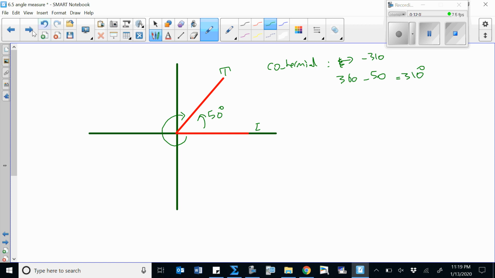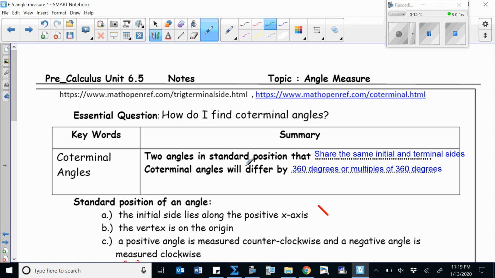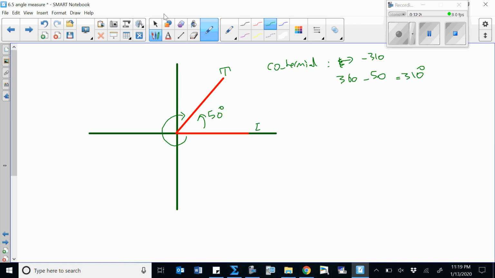Okay. Now let's go to some examples. And before that, we know that coterminal angles will differ by 360 degrees or multiples of 360. Let's explain about this a little bit. Okay, so we said that this is the coterminal angle, but here's the deal. We do not have only one coterminal angle. We can have multiples or basically an infinite number of coterminal angles. Why? Because this is not the only angle that has the same terminal and the same initial side. I'm going to show you another angle which has the same initial and terminal side.